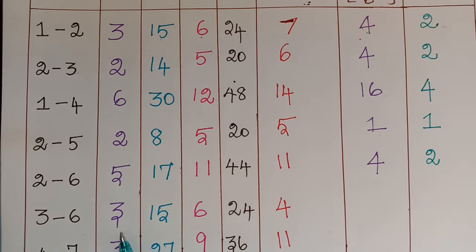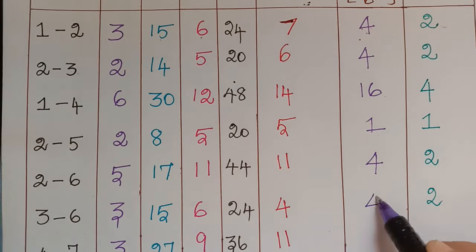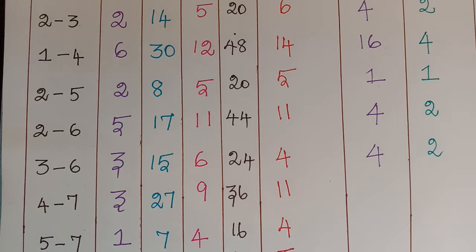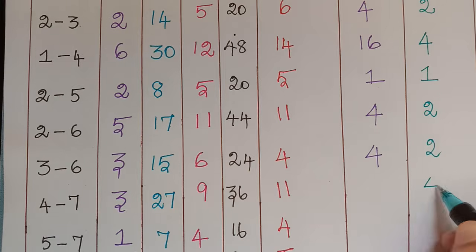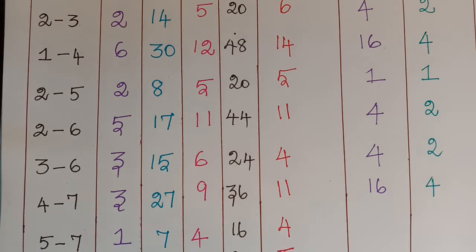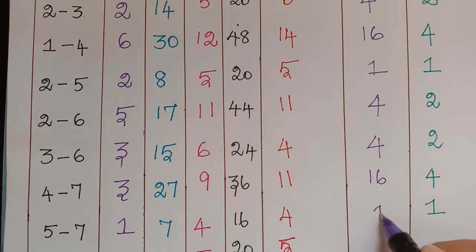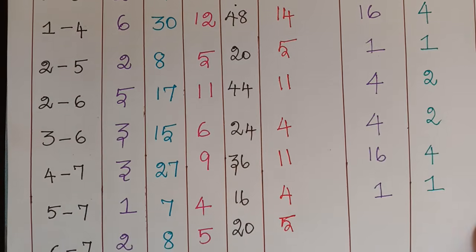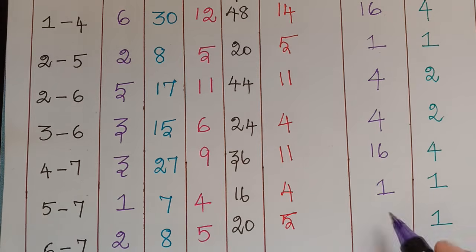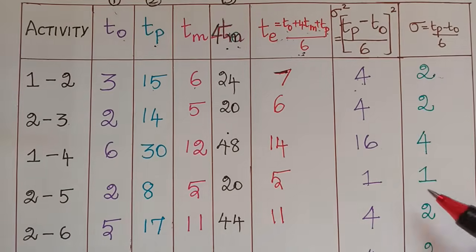And then 15 minus 3 is again 12. So 2 here. And the square of 2 is 4. And then we have 27 minus 3, which will be 24. So 24 divided by 6 is 4. And the square of 4 is 16. And then we have 7 minus 1, which is 6. So 6 divided by 6 is 1. And the square of 1 is 1. And finally we have 8 minus 2, which is again 6. So 6 by 6 is 1. And 1 square is 1. So therefore we have computed the variance of each activity.